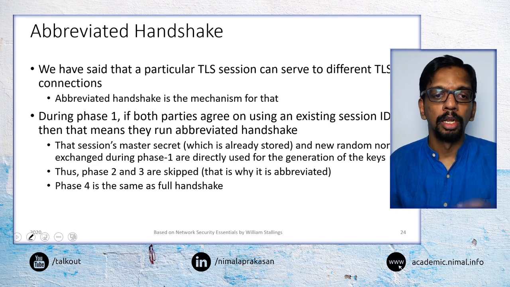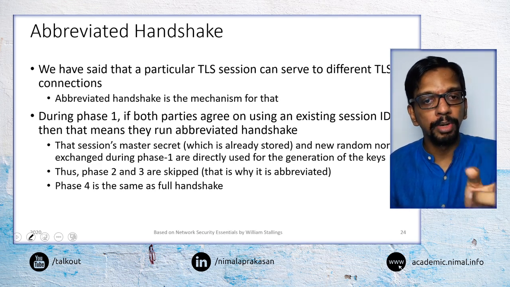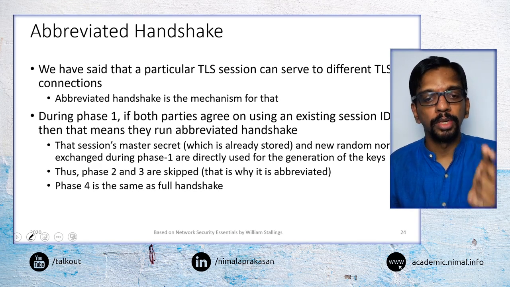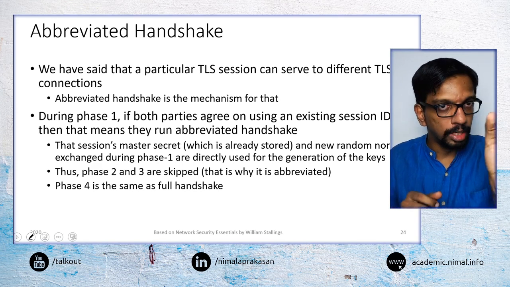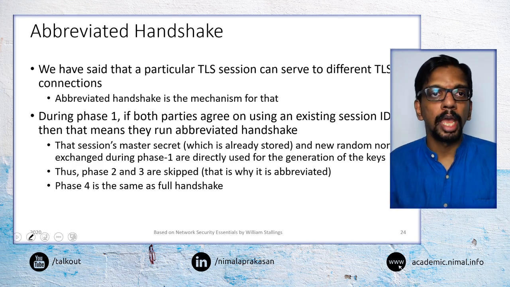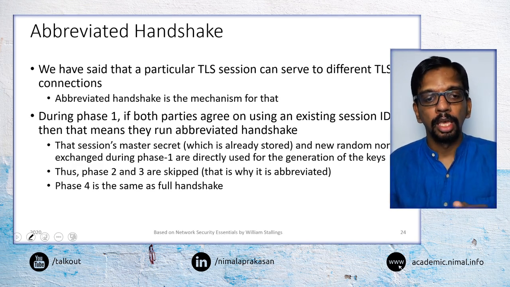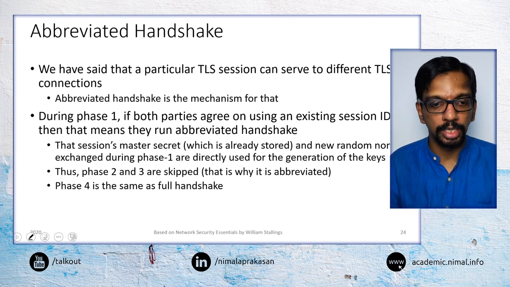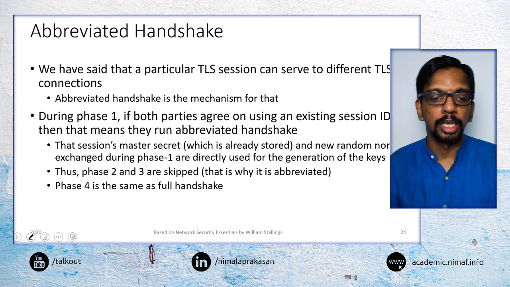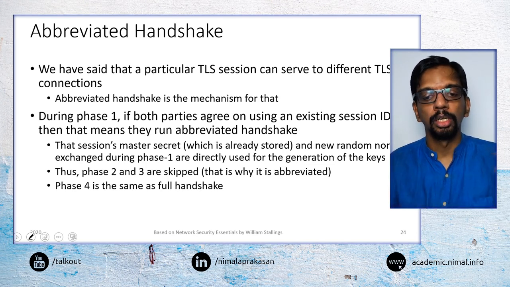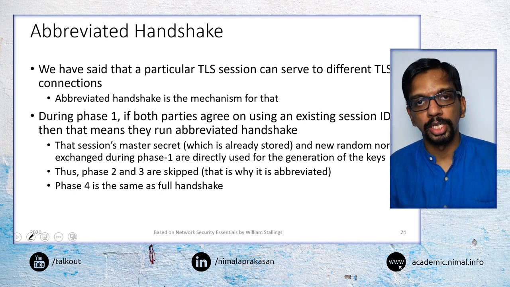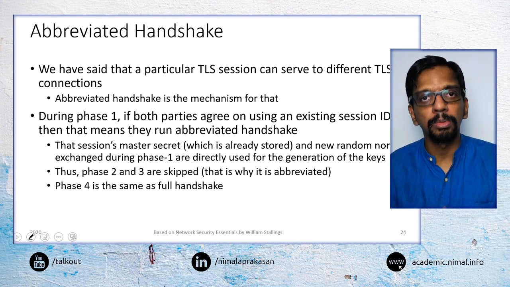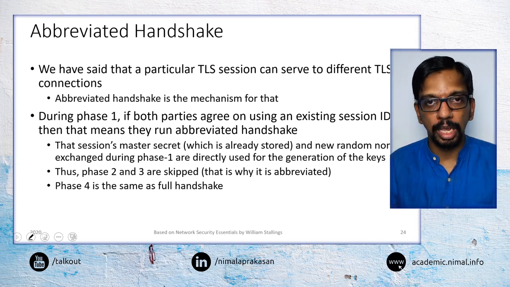So for example, we can have what is called an abbreviated handshake. With an abbreviated handshake, in phase 1, both parties can agree upon a session ID, and if that session ID is already agreed upon and a session is already established for that, we can skip phase 2 and phase 3, where the authentication and key exchange happens. Those things can be skipped because we already have an established session.